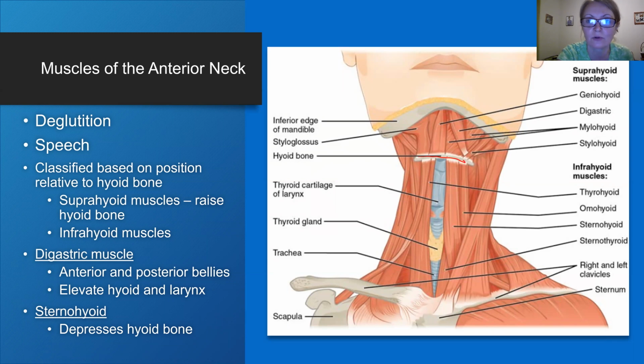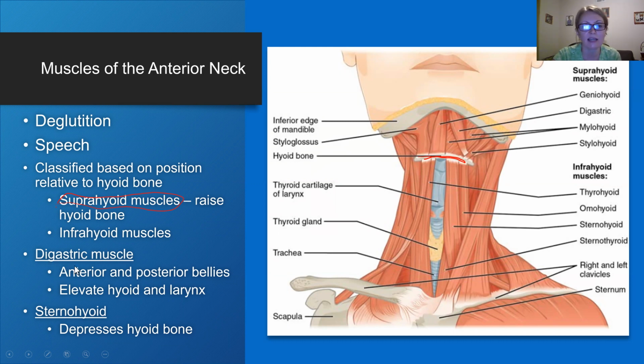And here's your hyoid bone. So we have suprahyoid, so here's the name. Supra means above, so that's a group above the hyoid bone, and infrahyoid muscles below, right? And you can see over here, like mylohyoid, stylohyoid, digastric, right? So we have a good number of muscles.